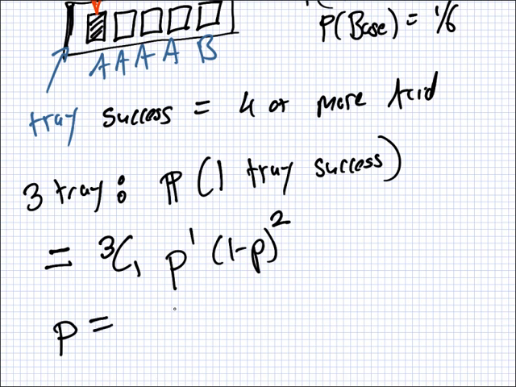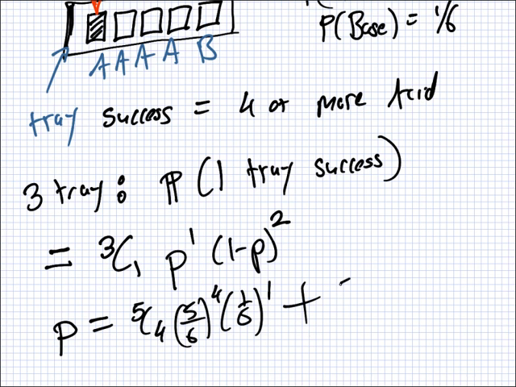So what makes a tray successful, I said, if you get 4 acids? Or 5? Well, there's only 5 strips, so if you got 6 acids, you've done something wrong in your experiment. So, what's the probability of getting 4 acids? Again, that's another binomial. So that's 5C4, (5/6)^4 (1/6)^1, or 5C5, (5/6)^5 (1/6)^0.